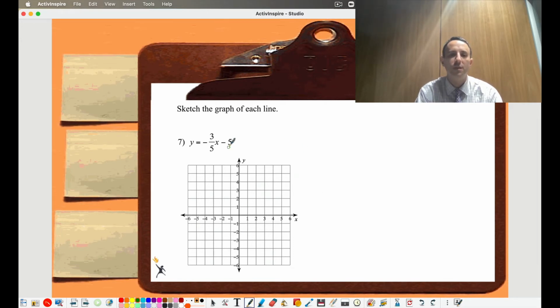Okay, so this one's going to be the same idea. There's my starting point at -5. Now my slope here says go down 3 to the right 5. Now I really can't do that. So I'm going to have to do that flip.